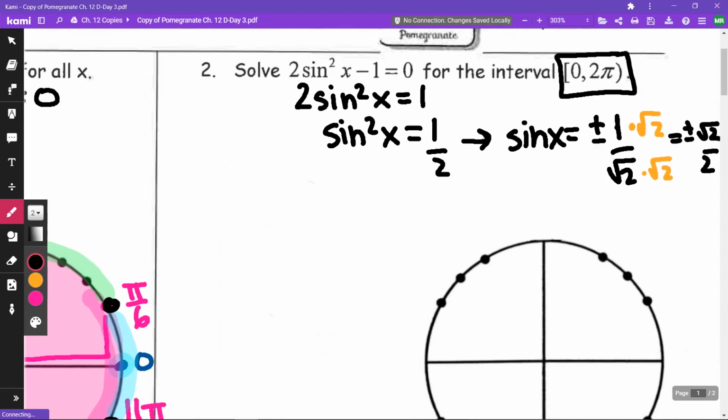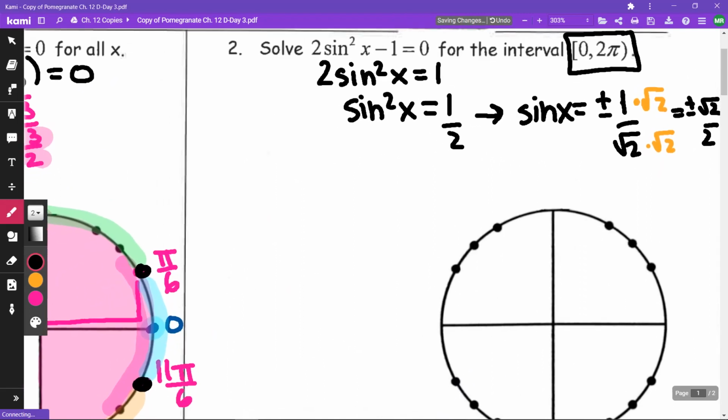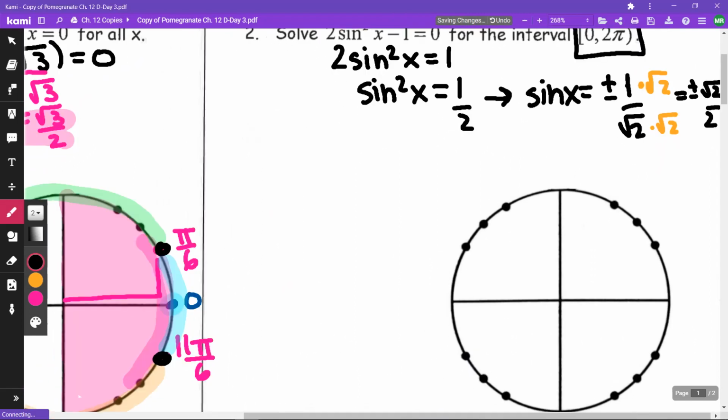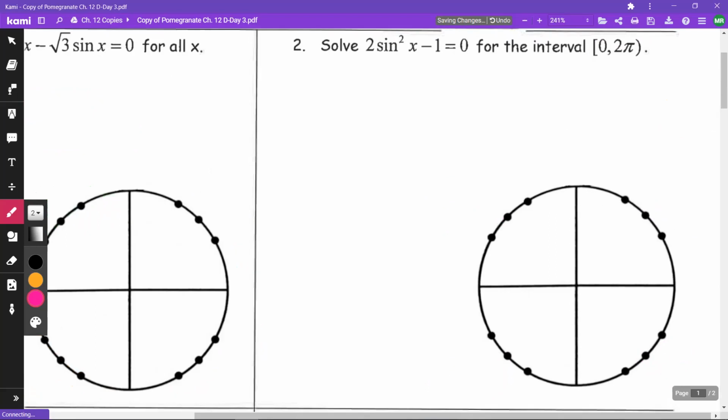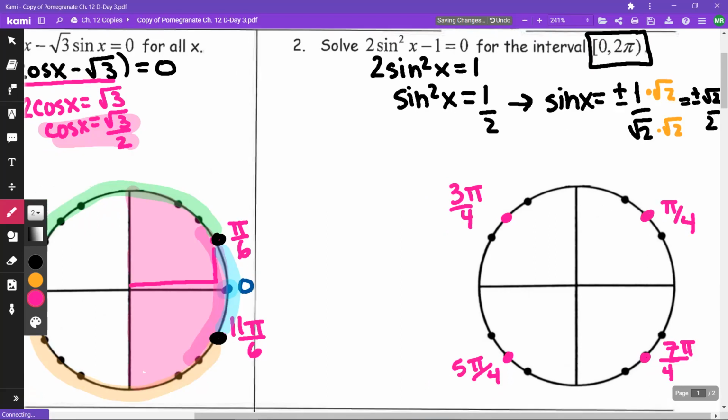So I want to know where my sine is a positive or negative root 2 halves. Now my root 2 halves are going to be at my pi fourths. So I am going to have an answer here, pi fourths. I am going to have an answer here, 3 pi fourths. I am going to have an answer here, 5 pi fourths. And I'm going to have an answer here, which is 7 pi fourths. Now, in this case, since they want a particular interval, we would list all 4 of these as our answers.